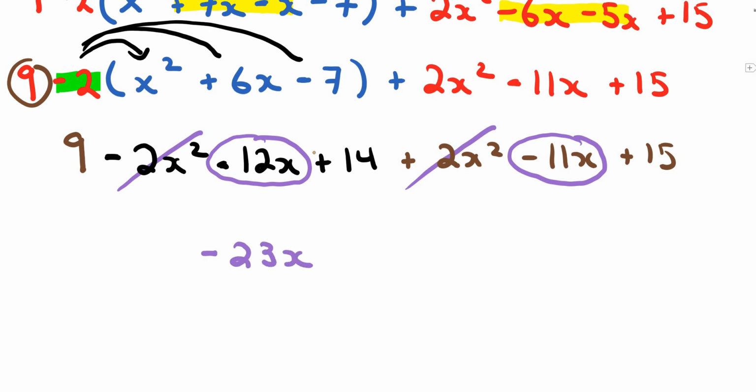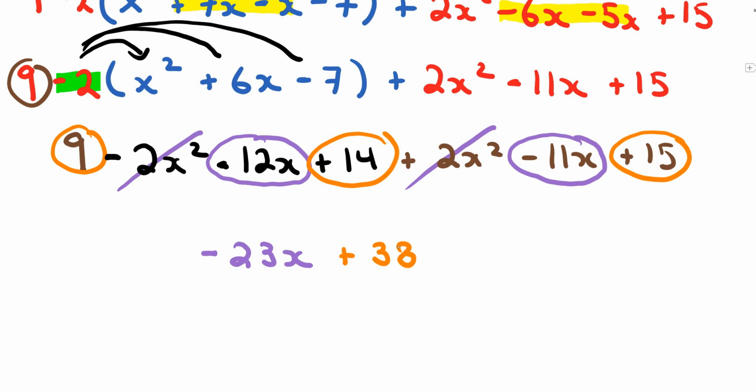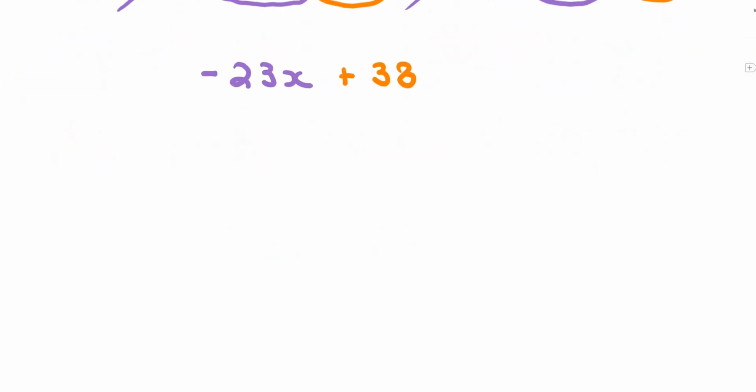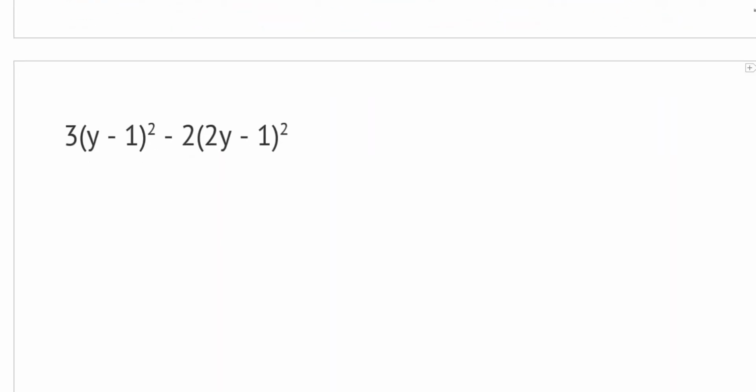And then finally, if I take my 14 plus my 15, I guess that would be 29. 29 plus 9 will be positive 38. All right, so a lot of collecting like terms at the very end of that problem to finish off. Okay, let's keep on going with a few more of these distribution questions here.